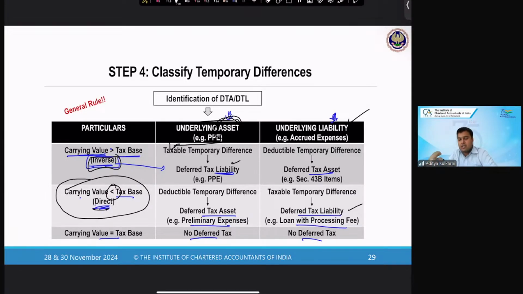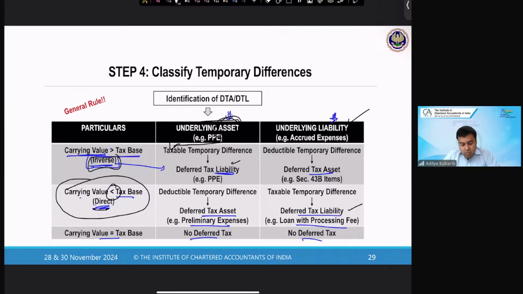Underlying is a liability, so it gives rise to a DTL. So this is typically how you can probably consider to remember. See, I don't find you guys to face any challenges on fixed assets, on property, plant, and equipment. You will be extremely comfortable with that.